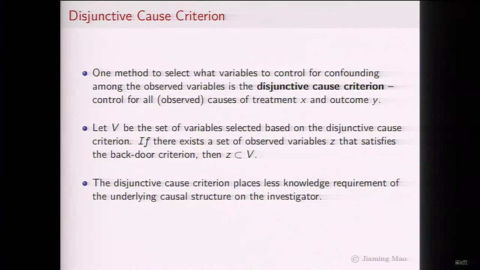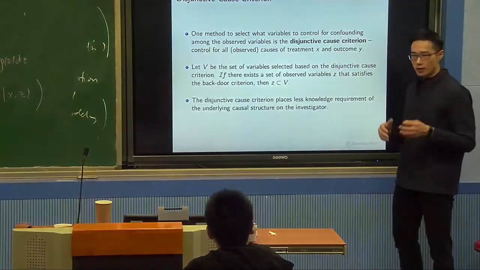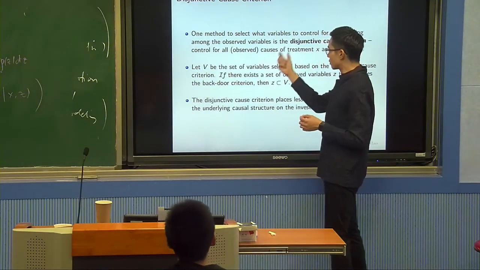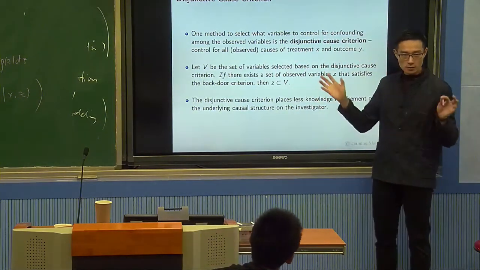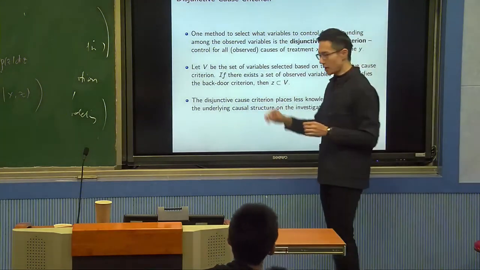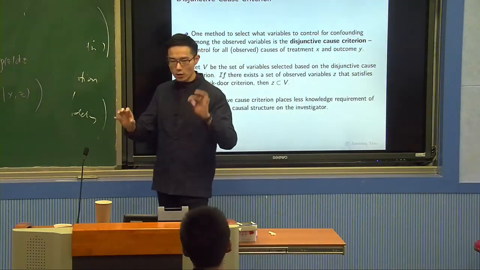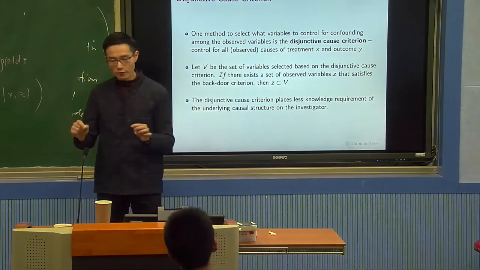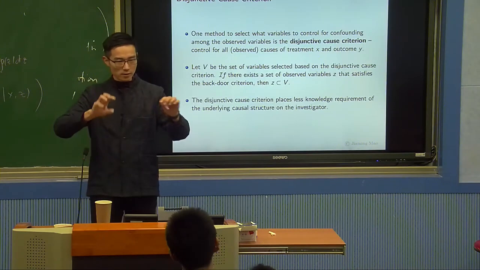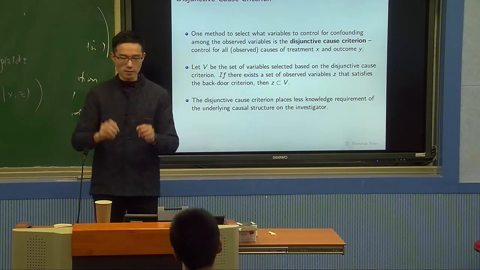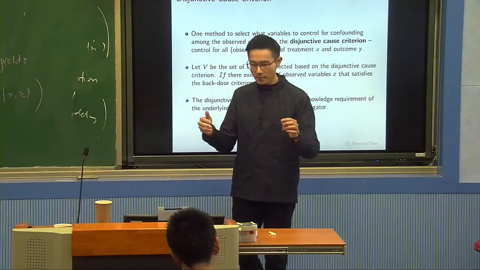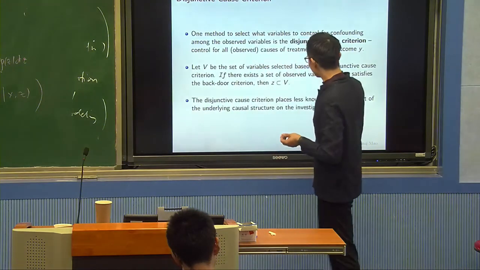Well, there's an easier way, called the disjunctive cause criteria, which says forget about the backdoor. Just control for all observed causes of X and Y. Control for every observed cause of X and every observed cause of Y. You just need to know what causes X and what causes Y, and control for all of them. No need to think about the detailed mechanism, whether it opens a path or not. That's called the disjunctive cause criteria.